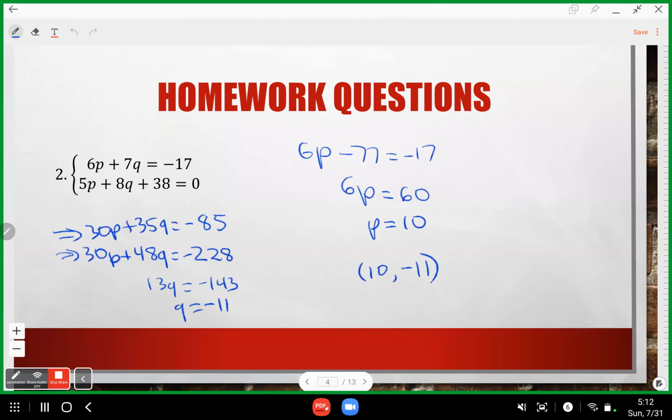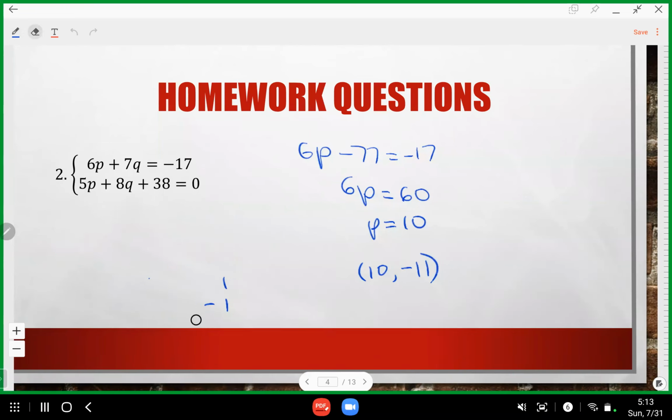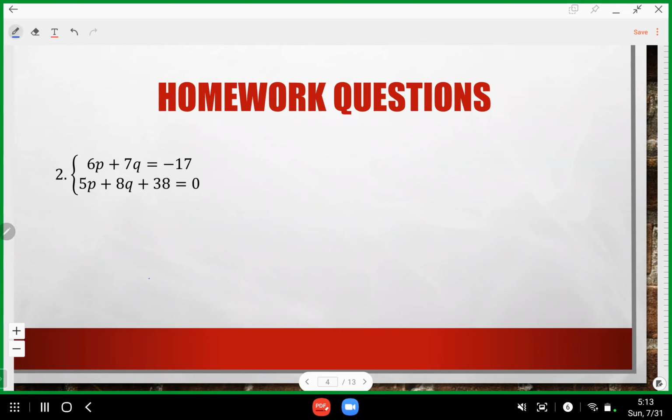This is for the last problem. You can copy it down if you want. So basically, what she did was she multiplied the first one by 5 and multiplied the second one by 6, and then both of them have 30p, so they can cancel out the 30p using elimination. I'll talk more about elimination later. Actually, let me show you how to do substitution with this one, because that was what we were learning last class. So let's use substitution.